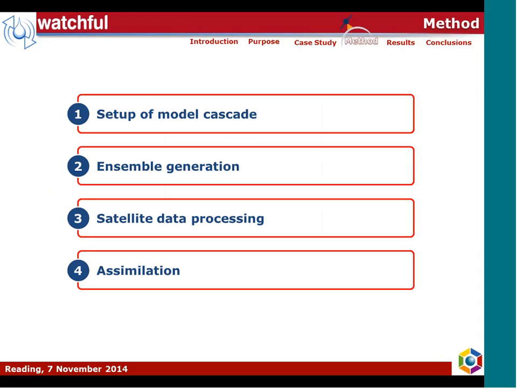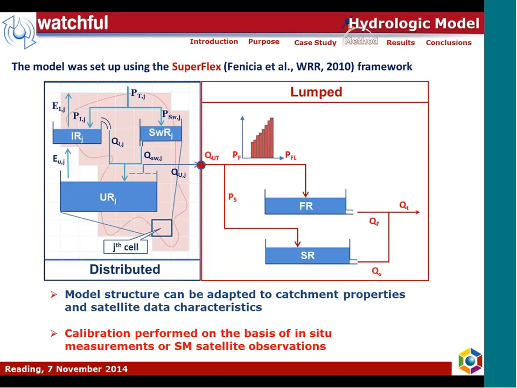We set up a methodology that should be applicable to any catchment in the world, using by default satellite data to force your model and to calibrate it, and also to do these periodical updates. So it's a model cascade. You have the hydrological model and the hydraulic model. Then you have the ensemble generation, the processing of the satellite data, and the actual data assimilation.